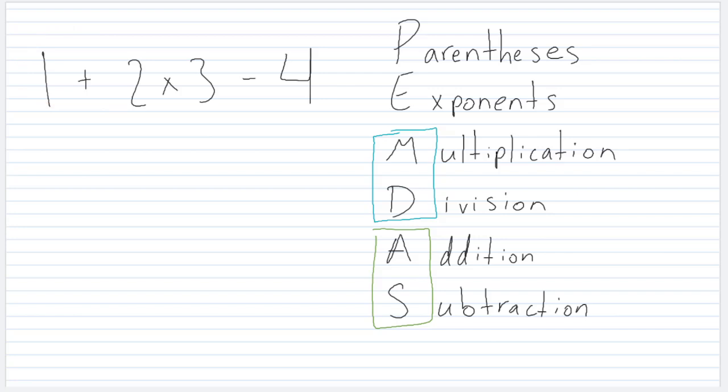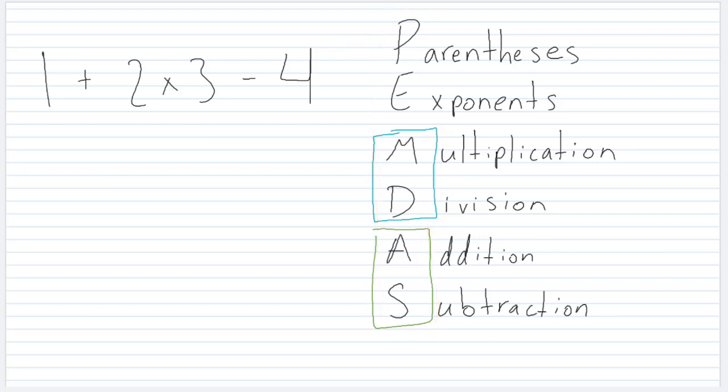In this problem, what operations are we using? That's the question we want to ask. So we have addition, we have multiplication, and we have subtraction. So what are we going to do first? Let's refer to our order of operations. Let's start from the top and go down.